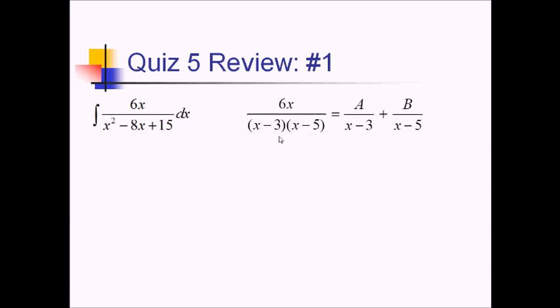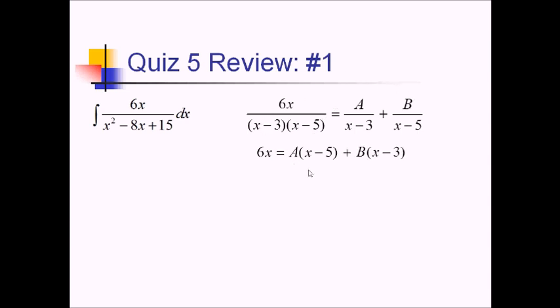Next, I'm going to multiply both sides by this x minus 3 times x minus 5. That'll get rid of all the fractions. So over on the left side, I've just got 6x. On the right side, the x minus 3's are going to cancel, leaving me with A times x minus 5. And then for this expression, the x minus 5's cancel, leaving me with B times x minus 3.